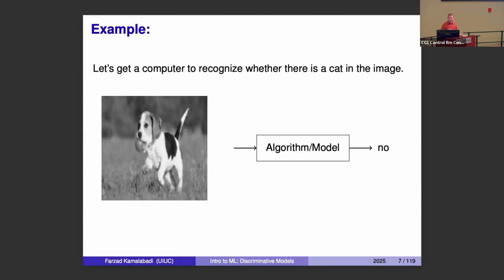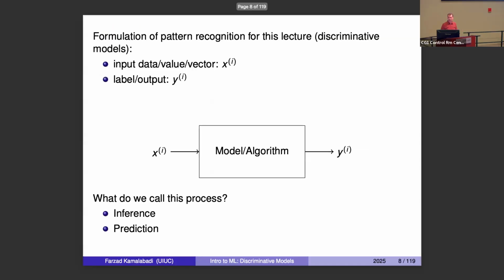So the idea is that you have images in this case, and you have an algorithm or a model, and you want to ask the question, is there a cat in an image? Of course, for human perception, it's easy to do. So what is the formulation of this problem? You have input data. Let's denote that by x sub i, x being the data. It can be an n-dimensional vector that essentially represents any data point in an n-dimensional space, because that vector represents the magnitude and the location of that point.